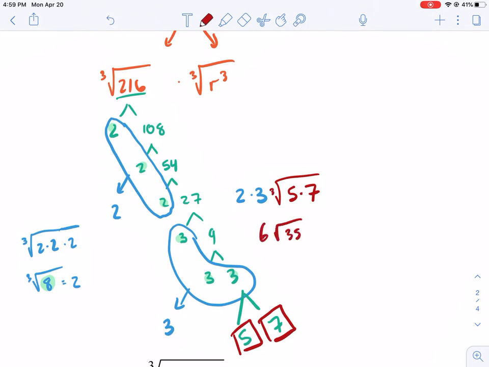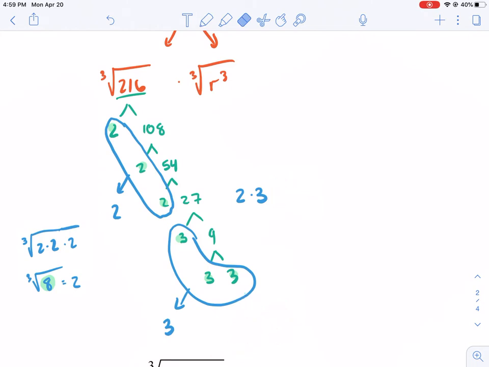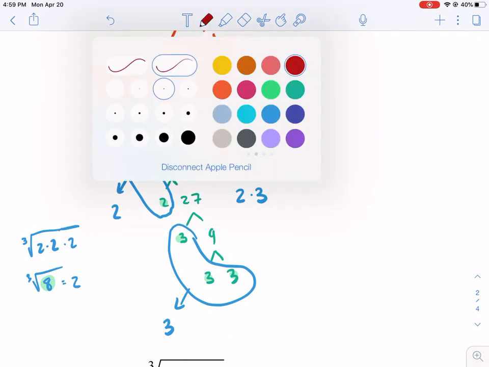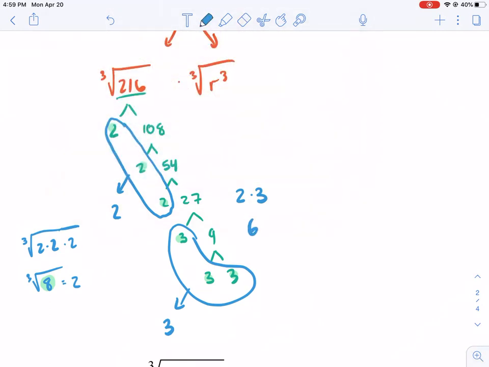Oh, sorry, I forgot the cube root. 6 cube root 35. That's not the case here. We had nothing left after we circled our triples, so we just have 6 leaving the radical. So we're going to write 6. I'm going to leave the cube root here. And now we need to figure out what's going on with r cubed.